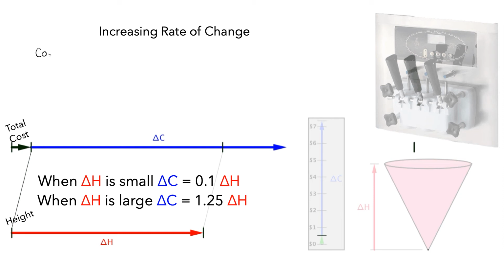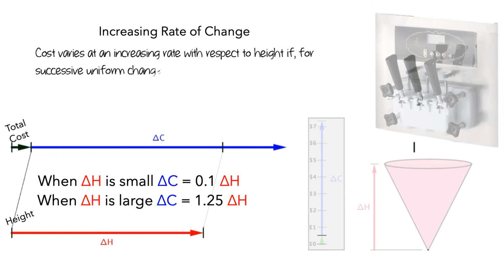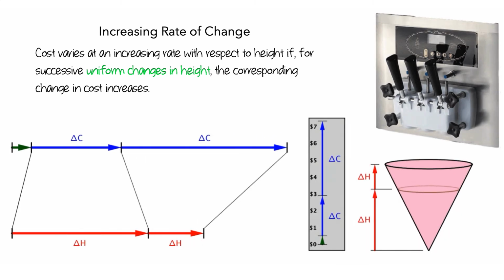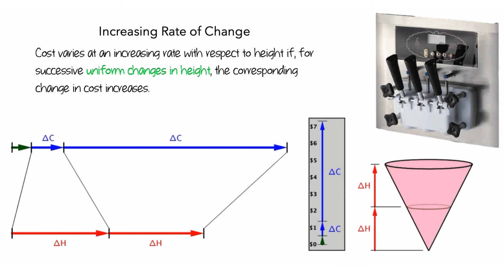In this scenario, we say that cost varies at an increasing rate with respect to height if, for successive uniform changes in height, the corresponding change in cost increases. This might be a little complicated to sort out, so let's take a closer look. First, let's think about the idea of uniform changes in height. To do this, let's split the amount of change in height into two equal-sized parts. So now there are two amounts of change in height that are equal to each other. These are successive uniform changes in height.